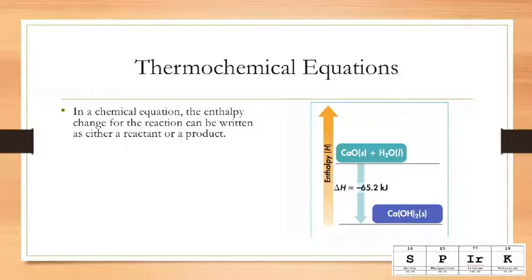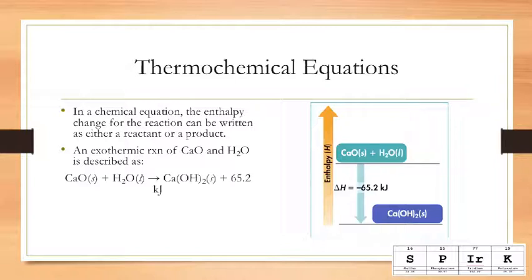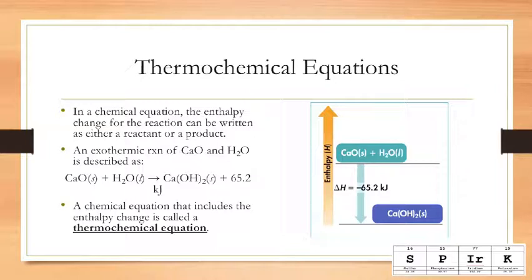So let's look at thermochemical equations. In a chemical equation, the enthalpy change for the reaction can be written as either a reactant or a product. An exothermic reaction of calcium oxide and water is described as the following. We have CaO plus H2O yields calcium hydroxide plus 65.2 kilojoules. A chemical equation that includes the enthalpy change is called a thermochemical equation.